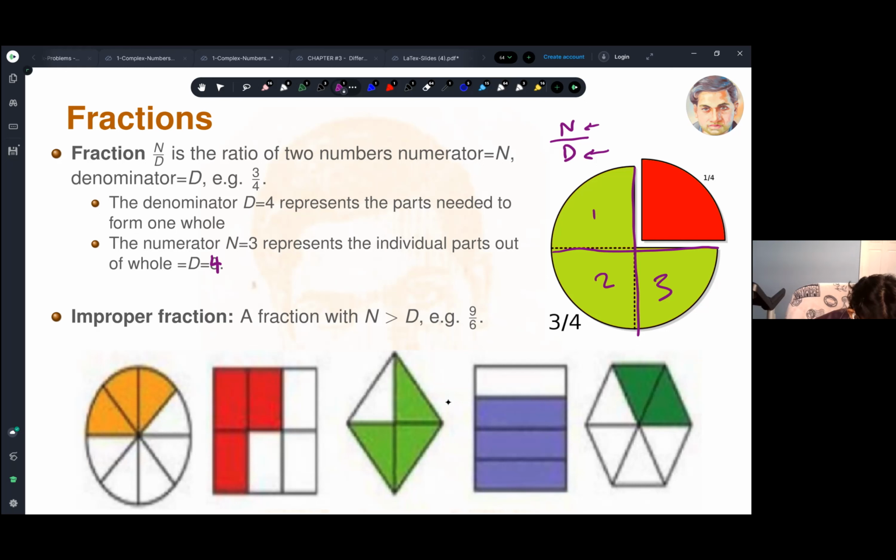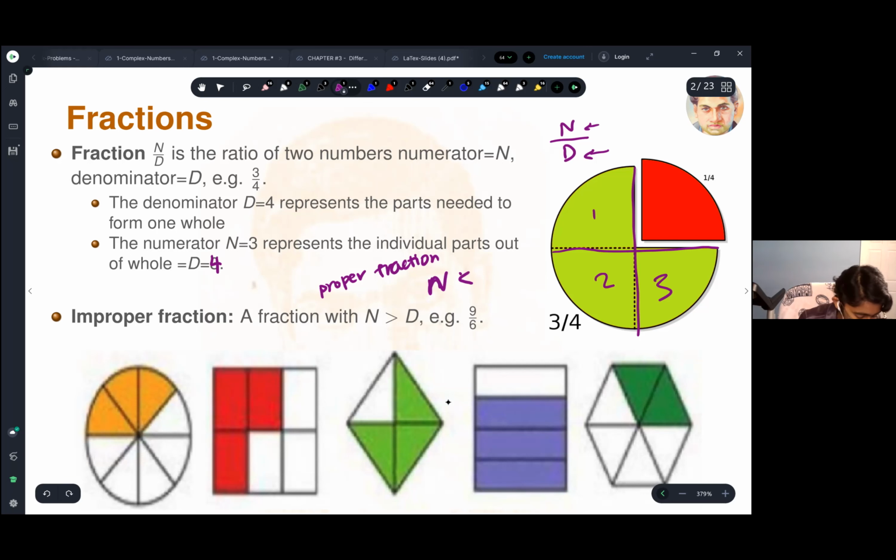So that's a fraction. There's no necessary specification whether n is less than d. But when n is greater than d, there's a special name for it, which is called an improper fraction. And a proper fraction would be one where n is less than d.